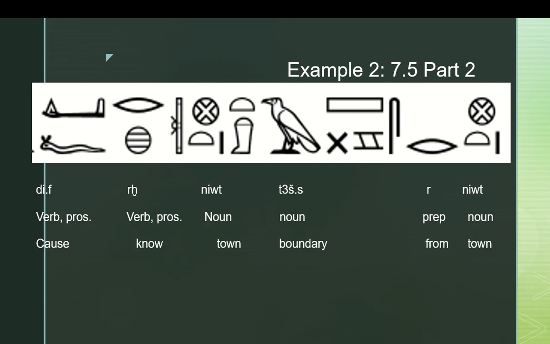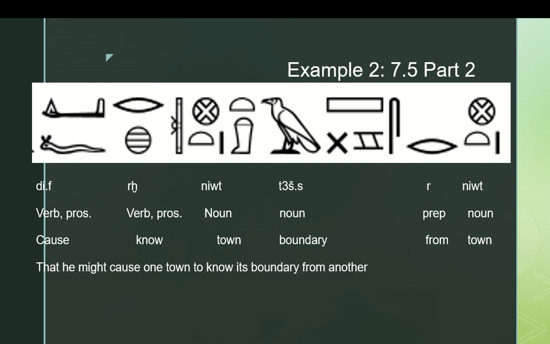So putting the whole thing together, and, because we're in the middle of the sentence, and so that he might cause the towns to know their boundary from one another. Well, cause one town to know its boundary from another. Again, a little bit weird, a little bit idiomatic.